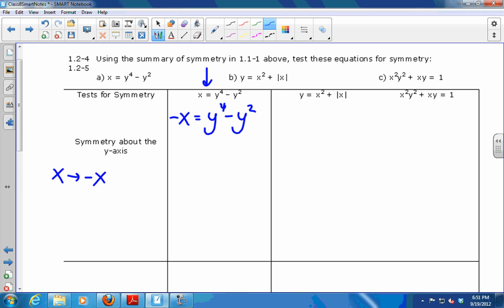I could try multiplying both sides by -1 to make the x back the way it was, but then I end up with negative y to the 4th plus y squared, which is not the original either. So I can't make this into the original no matter how much playing around I do. So I have no y-axis symmetry for this equation.